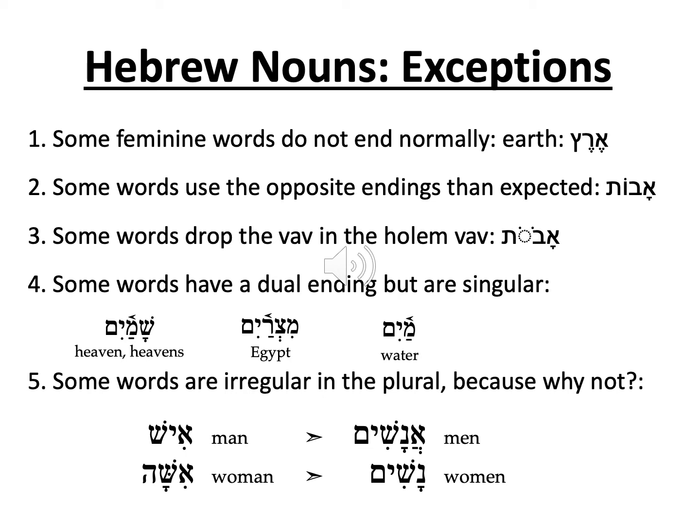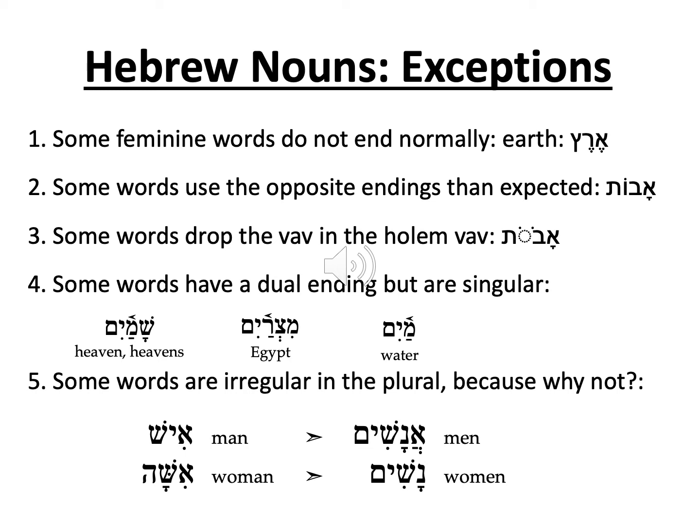A fourth exception is that some words will always have a dual ending. The three most common being Egypt, which technically actually did used to be two kingdoms, north and south, and then waters and heavens. Why waters and heavens are dual, I couldn't tell you, but they are always written that way. We translate them, however, based on context as singular or as plurals. Heavens, waters, the sea, Egypt, etc.